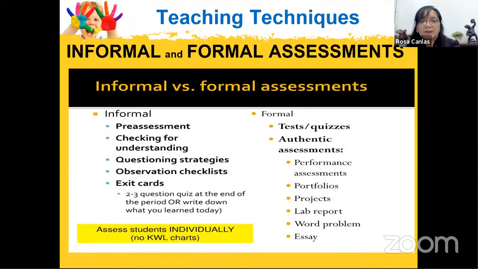Then the next strategy is informal and formal assessment. We have the informal for pre-assessment, checking for understanding, and questions. We can assess students individually, but the KWL chart is not needed here in informal. But in formal assessment, we have test pieces and authentic assessment, for example, the performance assessment, the portfolio, the project, the lab report, the word problem, and the essay.